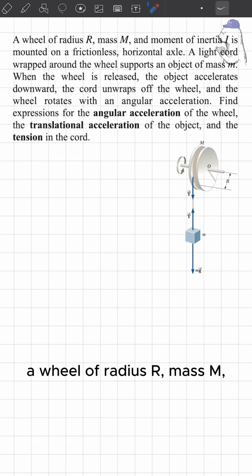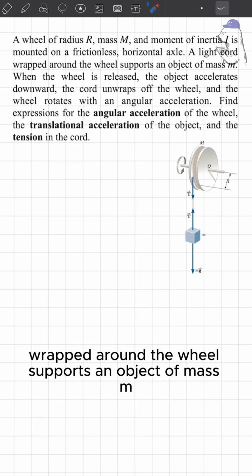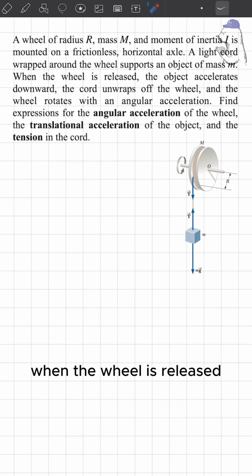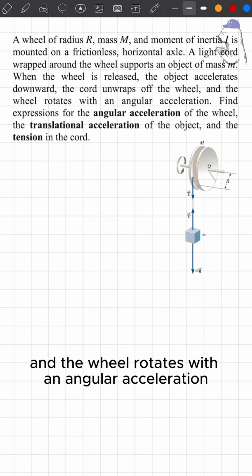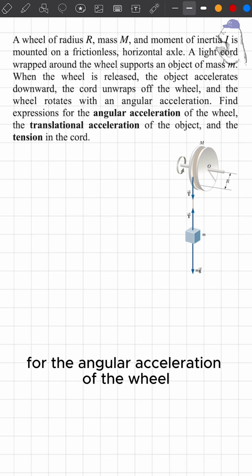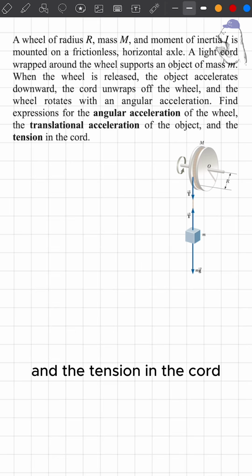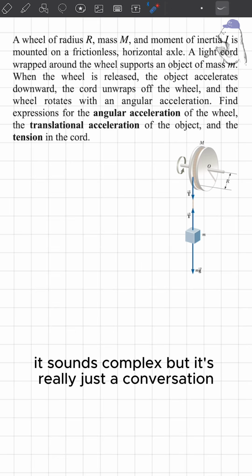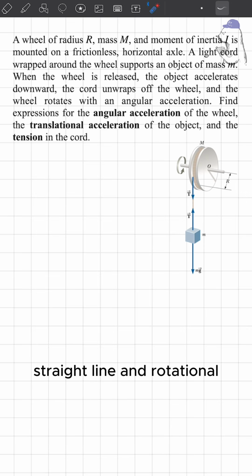A wheel of radius r, mass m, and moment of inertia I is mounted on a frictionless horizontal axle. A light cord wrapped around the wheel supports an object of mass m. When the wheel is released, the object accelerates downward, the cord unwraps, and the wheel rotates with an angular acceleration. Find expressions for the angular acceleration of the wheel, the translational acceleration of the object, and the tension in the cord. It sounds complex, but it's really just a conversation between two different types of motion, straight line and rotational.